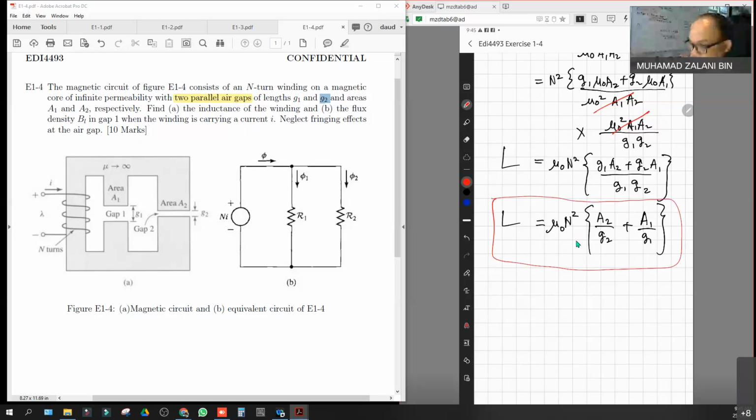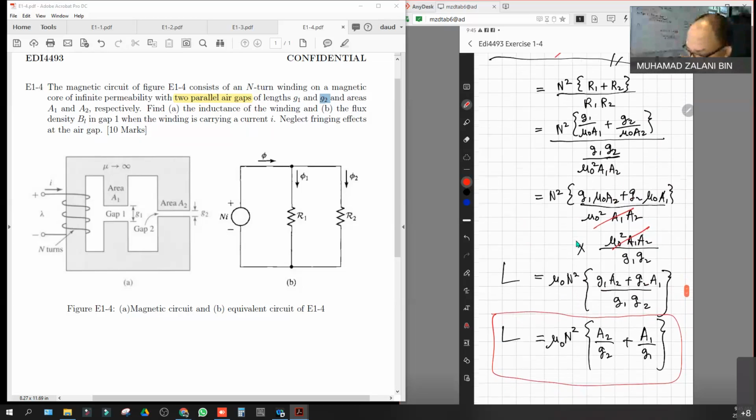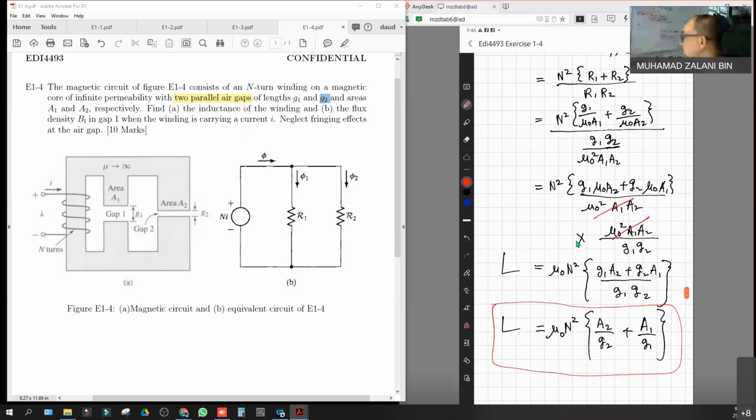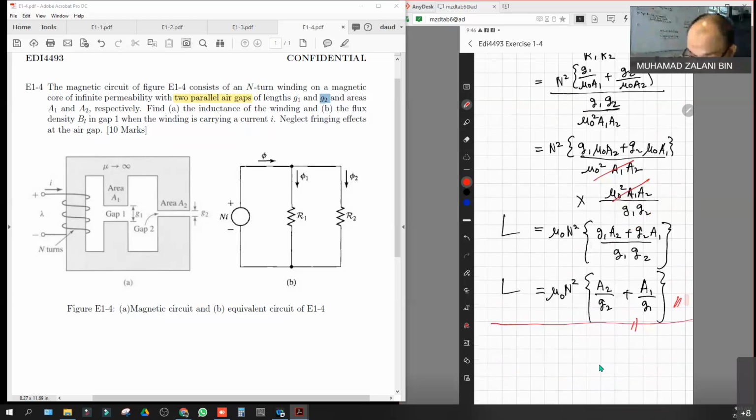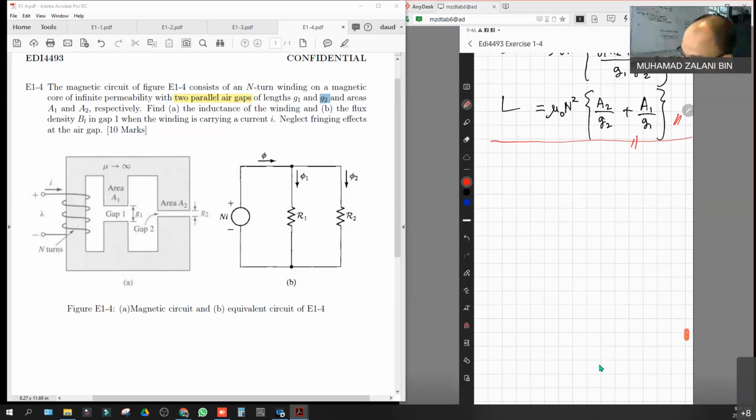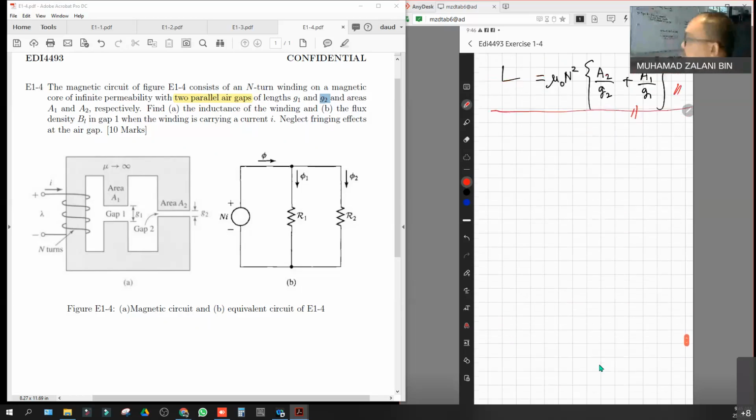Okay. So L in this case is mu naught N square, in the bracket, A2 by G2 plus A1 divided by G1. So this is my borderline. Okay. So this is L. So we have another one, which is B1.